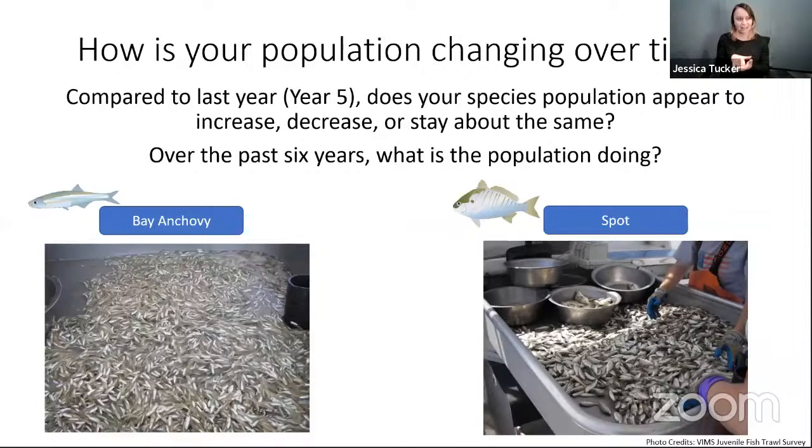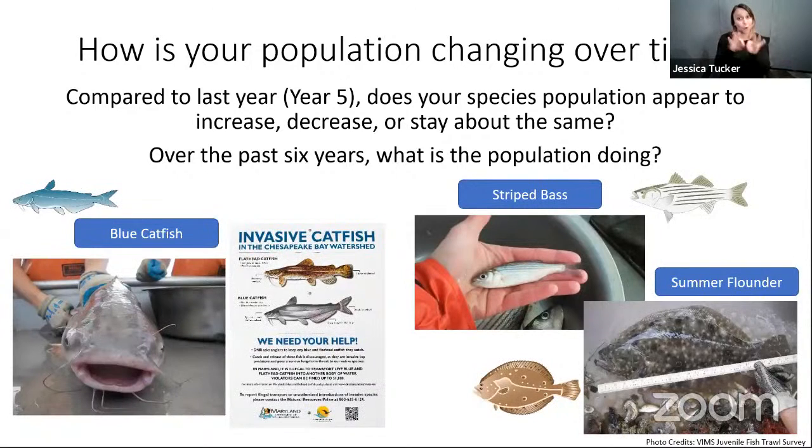So for the bay anchovy and spot, these 2 fishes, the population stays about the same. They're both very prevalent in the bay, and they're really important prey species for other fish. For blue catfish, this is an invasive species and the population is increasing. So there's a lot to talk about in there, whether that's a good or a bad thing. And then for striped bass and summer flounder, their populations are typically decreasing, which again, could have a lot to talk about with whether there's enough fish to fish from in the future.